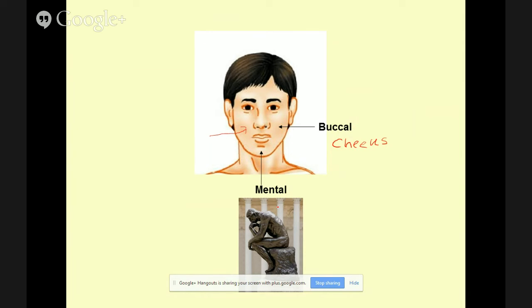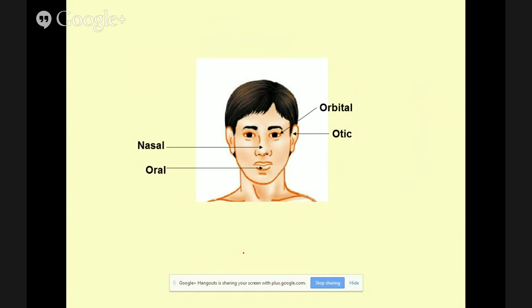And then mental. Mental is the chin. This one can be hard to remember because everybody wants to put mental with something to do with the brain or higher up in the skull. But mental means chin. The way I remember this is I think of the Thinker statue, and he's leaning his chin on his hand here. So I think, when I'm thinking, I'm using my mental powers. Mental means chin. I think of this statue when I want to remember that.